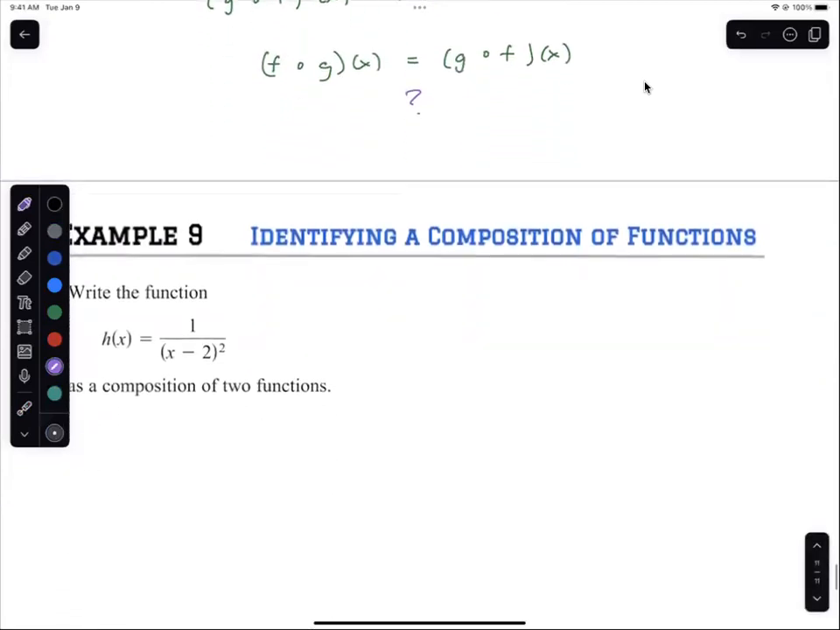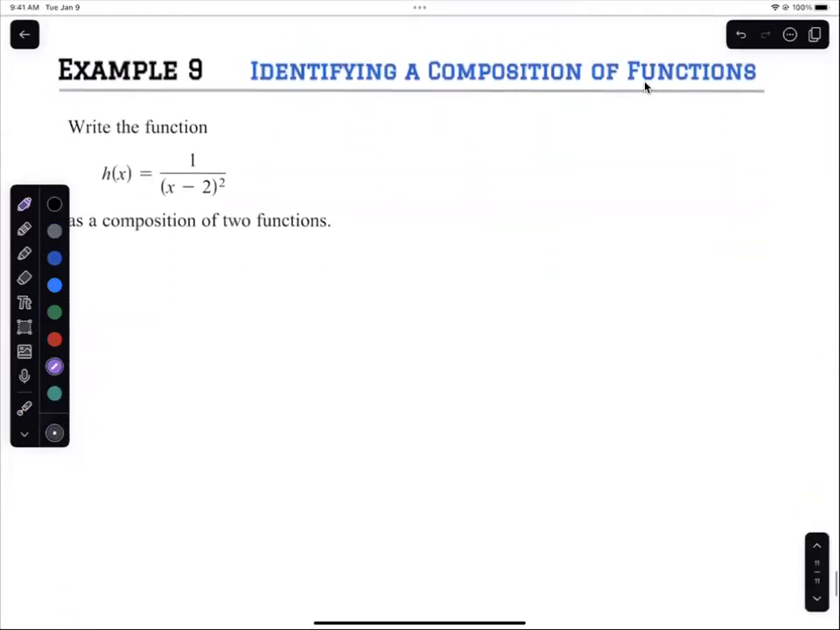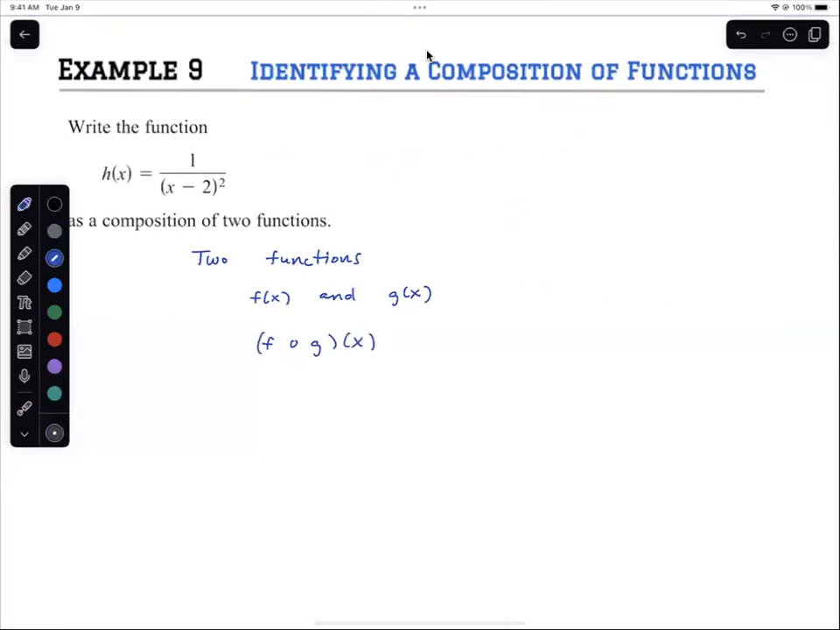All right, last example. Write the function h of x is equal to 1 over x minus 2 squared as a composition of two functions. So basically what we have to do here is we want two functions, f of x and g of x, where if I do f composed of g of x, I'm going to get f of g of x, but I'm going to get, when I'm done, 1 over x minus 2 squared.